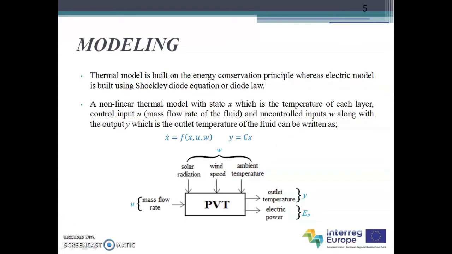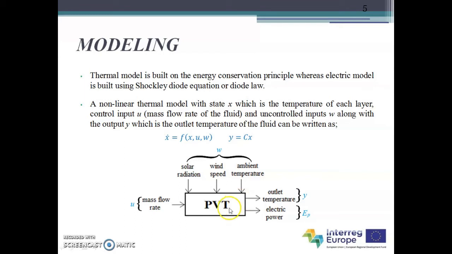For the modeling of a PVT system, we have two mathematical models. The thermal model is built on energy conservation principle and electrical model is built using Shockley diode equation. A nonlinear thermal model, which can be written as a function of state x, control input u, and uncontrolled inputs w. The state x is the temperature of each layer, and we can have 4 to 7 states depending on the model.